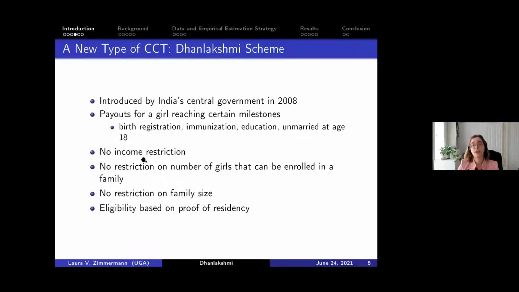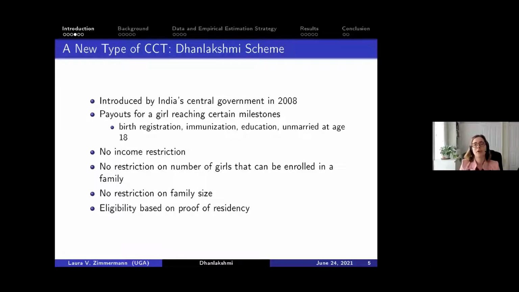So there is no income restriction whatsoever, whereas commonly the program would be targeted to people below the poverty line or a certain threshold. There is no restriction on the number of girls that can be enrolled within a family. Again, typically there would be a restriction to 1 or 2 girls per household. And there is no restriction on family size. Typically, programs are really worried about leading to a massive increase in fertility if you start paying parents to have kids.